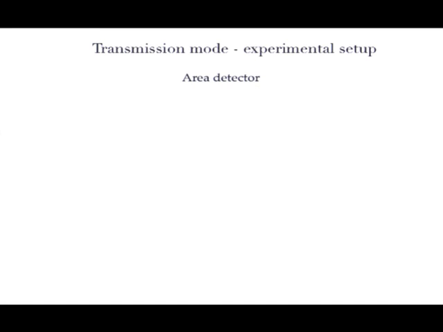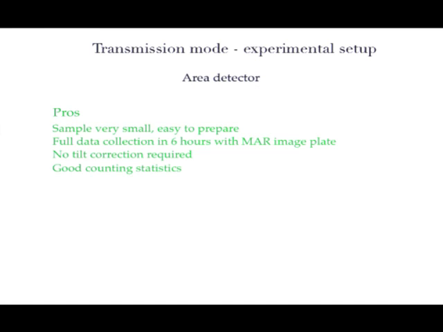preferred orientation. So the pros of the area detector are the samples can be very small. You can make it just like I described, and they are fairly easy to prepare. The data collection can be done in a few hours on a MAR image plate. There are no tilt corrections required, and we get good counting statistics.